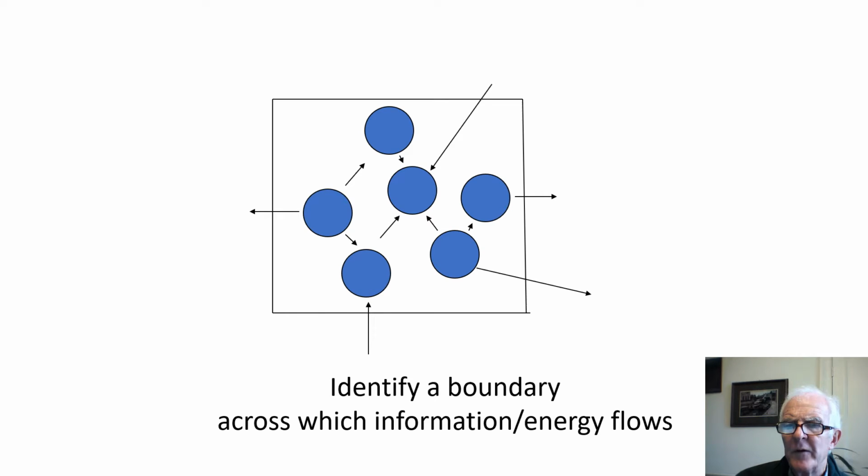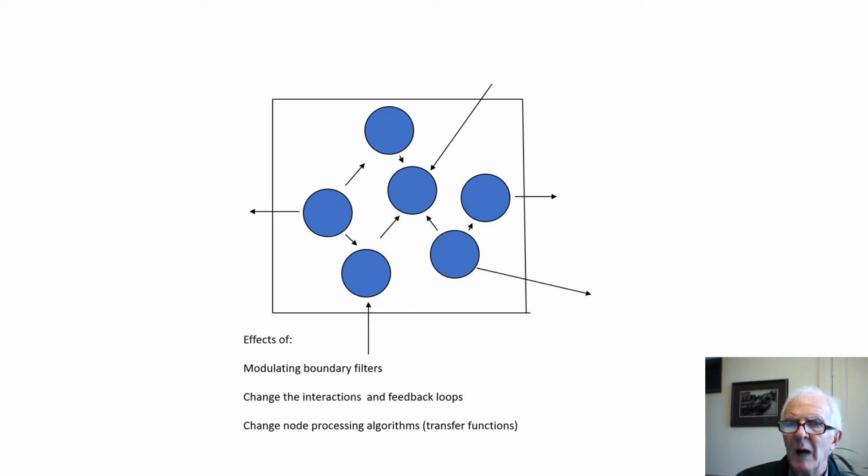So first of all, we identify a boundary across which information or energy flows. And we look at the effect of modulating boundary filters, what comes in, what comes out. We look at what happens if you change the interactions and the feedback loops within this system. And we look at what happens if we change these processing algorithms, these transfer functions, that happen as one element takes in information and gives out information to other elements.